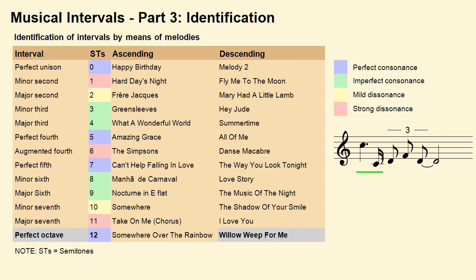Remember that the melodies used are only a suggestion. You could use others that are more convenient for you. On the net, you can find many suggestions for the choice of these melodies. You can start by selecting an additional melody for the unison interval, which is not provided in the table.